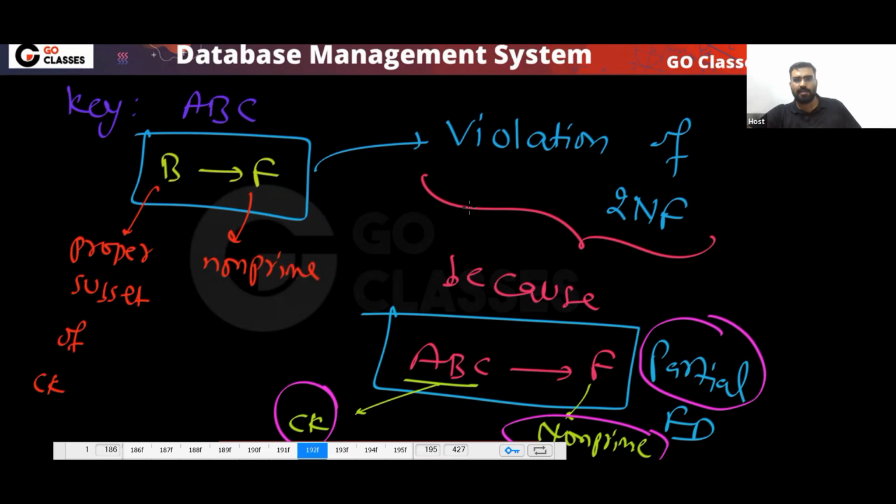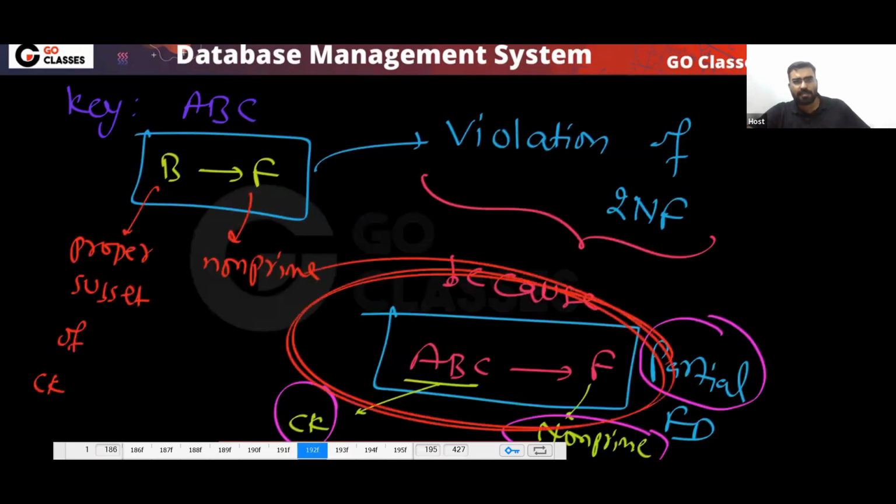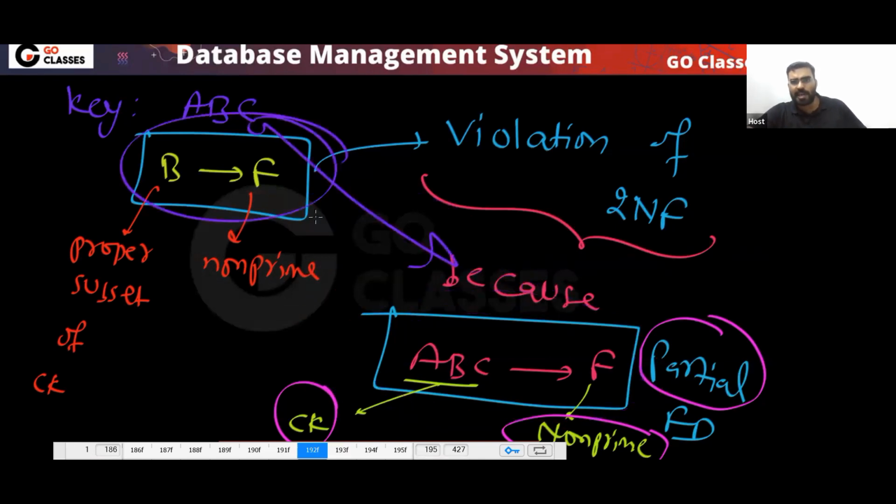So this is the violation. But this is not the partial dependency; the partial dependency is this. Because of this partial dependency, this violation is happening. Is this clear? Tell me, is this point clear?